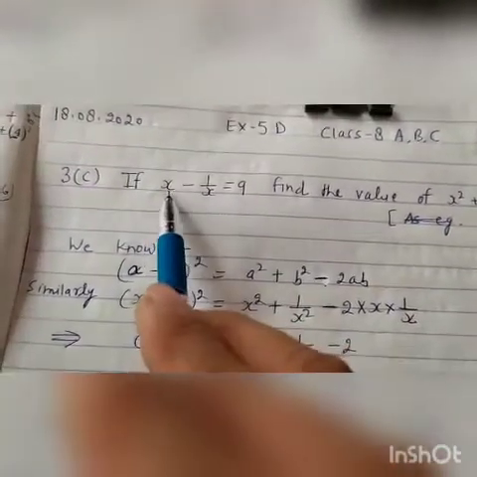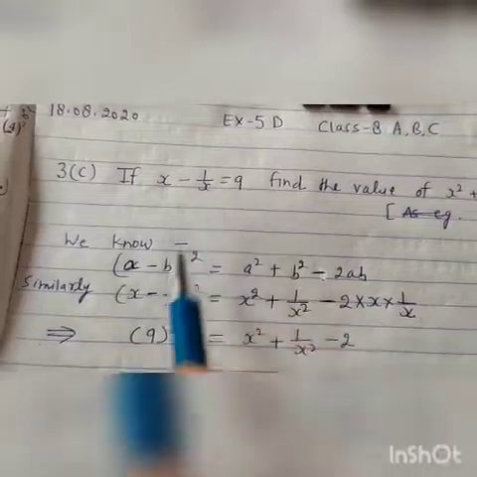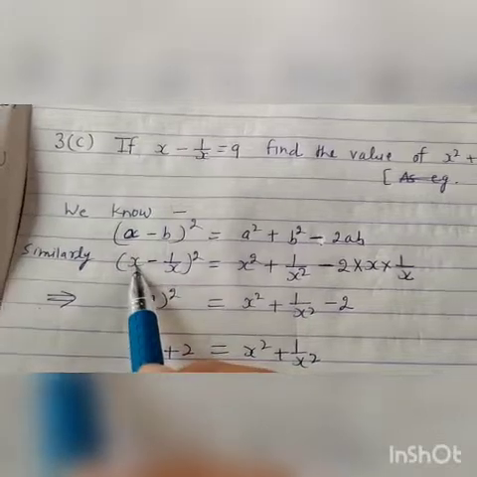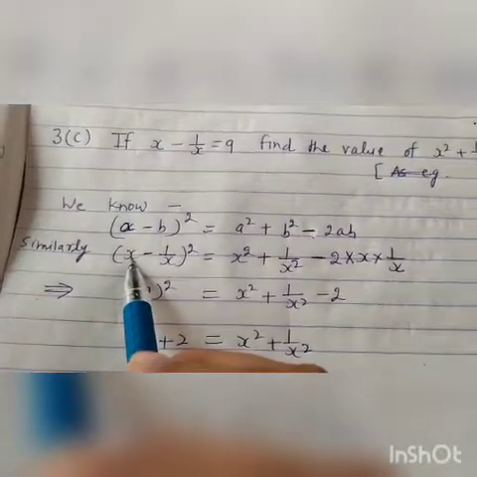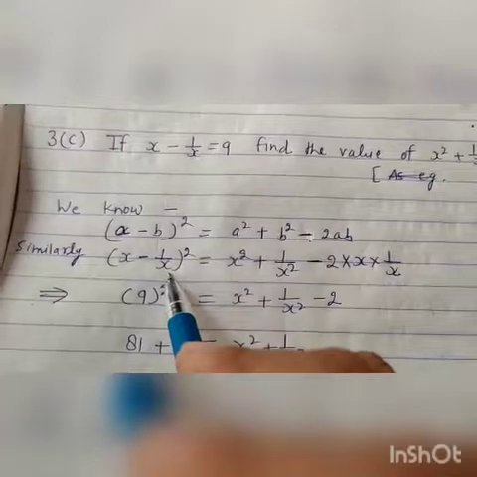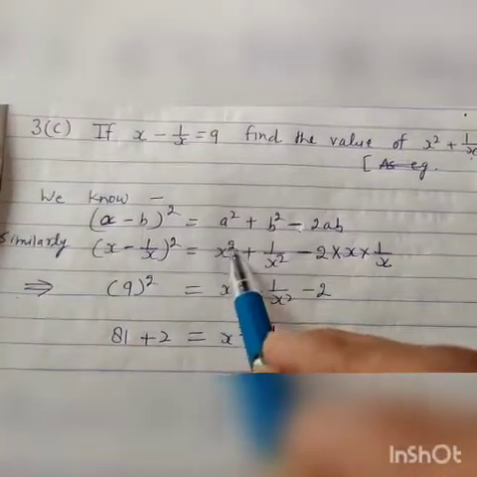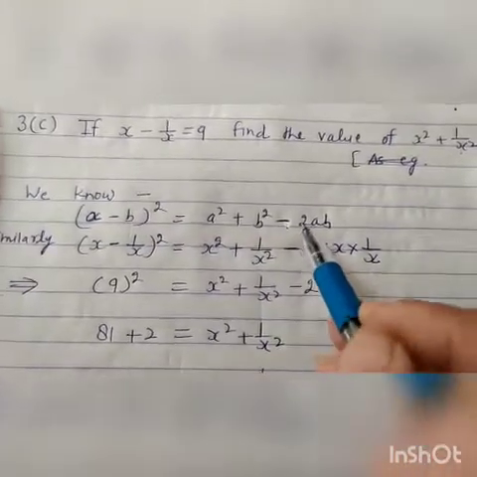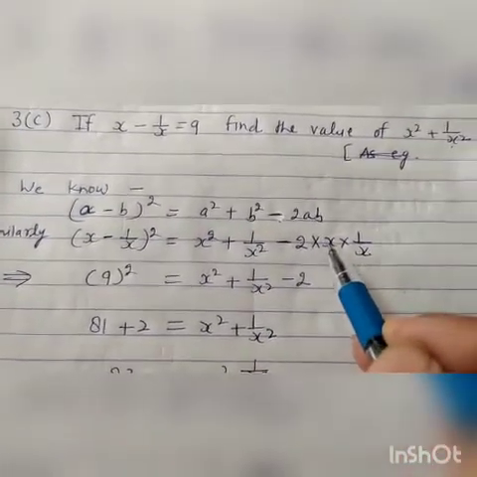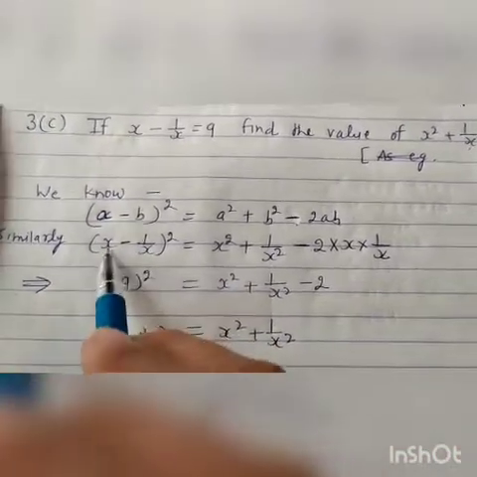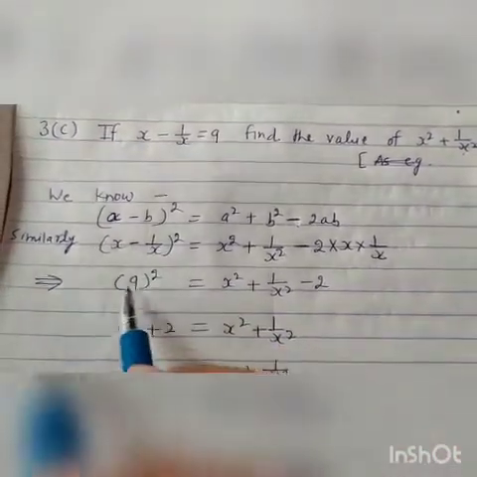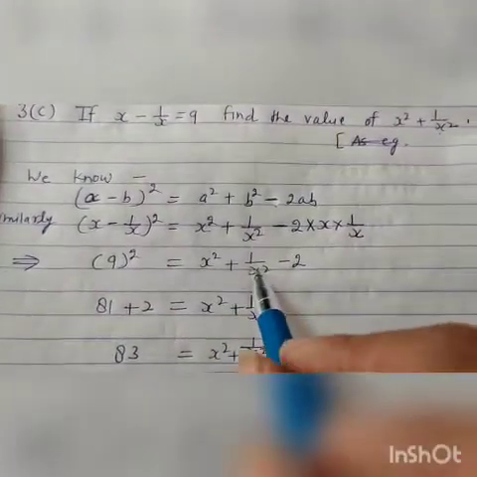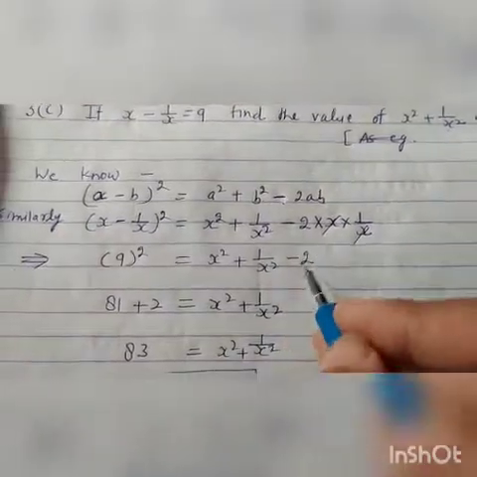Now we will make the square of this, x minus 1 upon x is equal to 9. See, x minus 1 upon x whole square. Now the value of a is x and the value of b is 1 upon x. So a square will be x square plus b square will be 1 upon x square minus 2 multiply, in place of a x, in place of b 1 upon x. The value of x minus 1 upon x is given as 9, so it will be 9 whole square is equal to x square plus 1 upon x square, x cancels, minus 2.